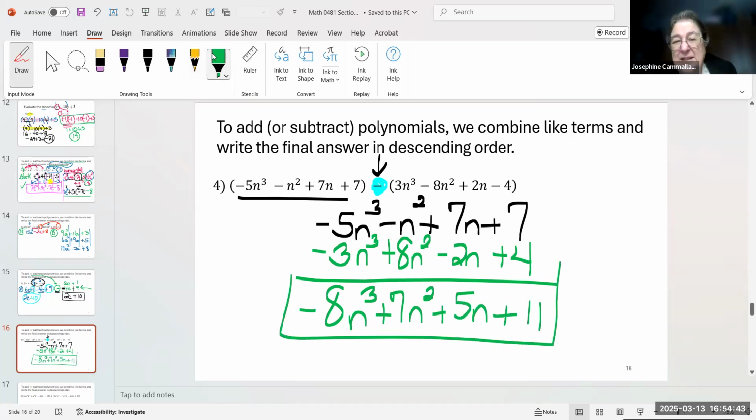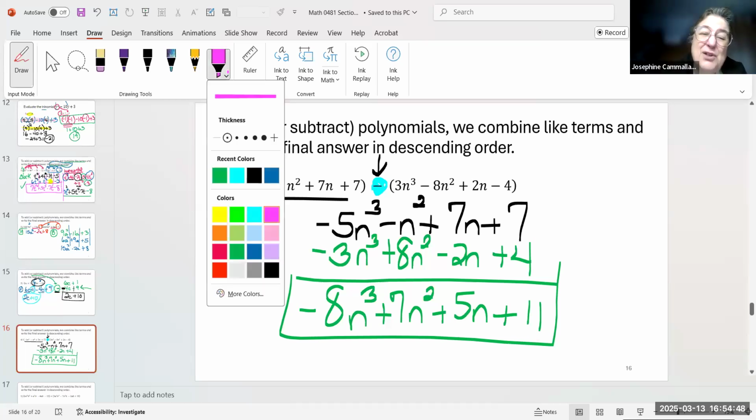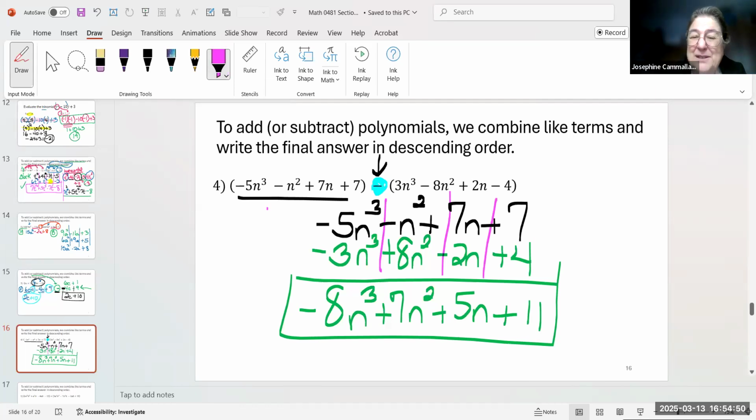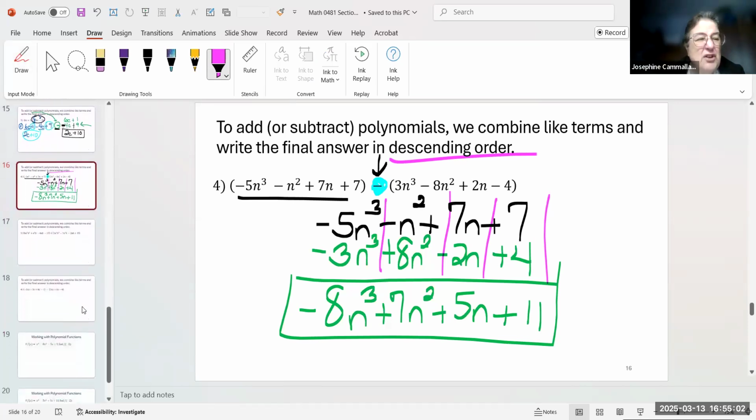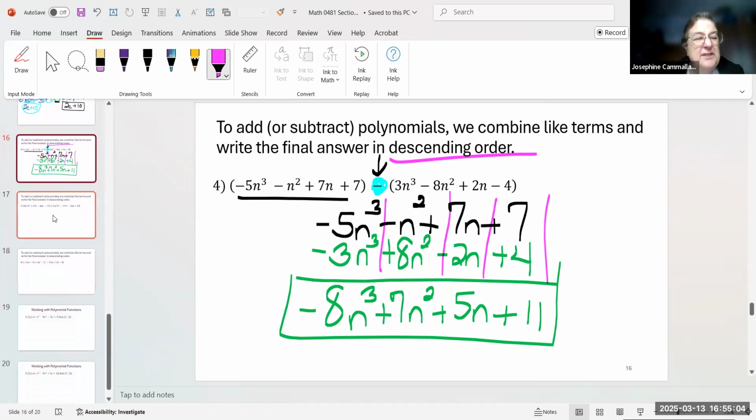This is my answer. And like I said, I like to make them so that they're in columns. It's easier to write them in descending order, but that's my choice. Could you just distribute? Oh, sure you can.